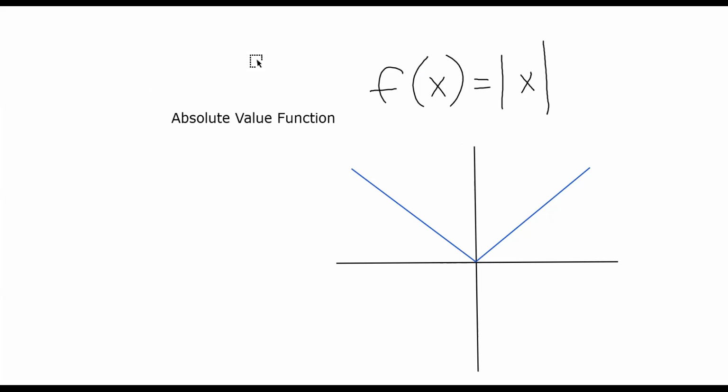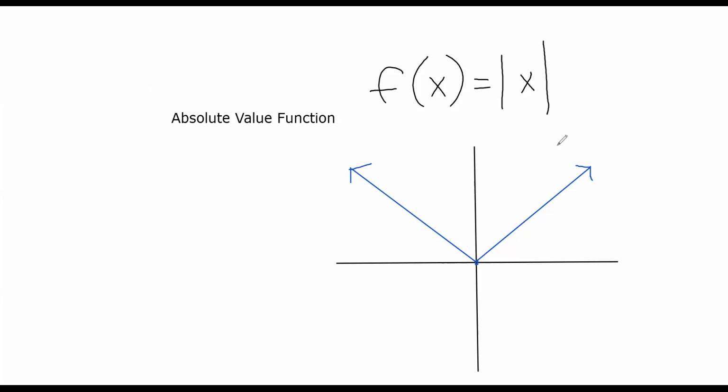So it creates the V shape. And now I'll go ahead and put the arrowheads here. It creates a V shape like that. That's really interesting. It still crosses through the origin because if I plug a 0 in, the absolute value of 0 is 0. In other words, an x value of 0 yields a y value of 0.